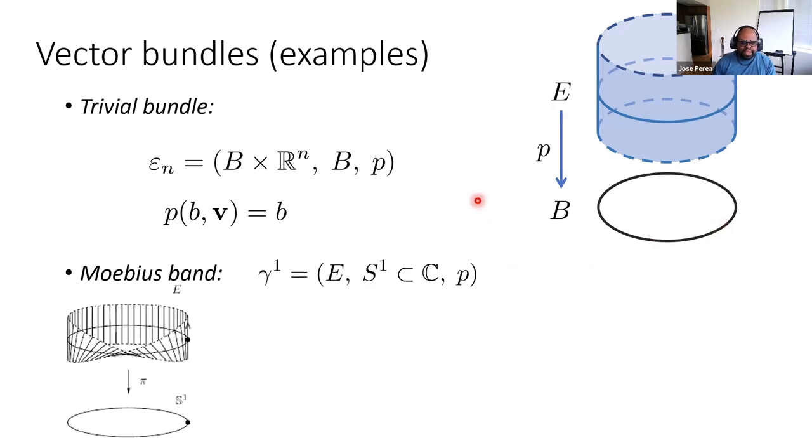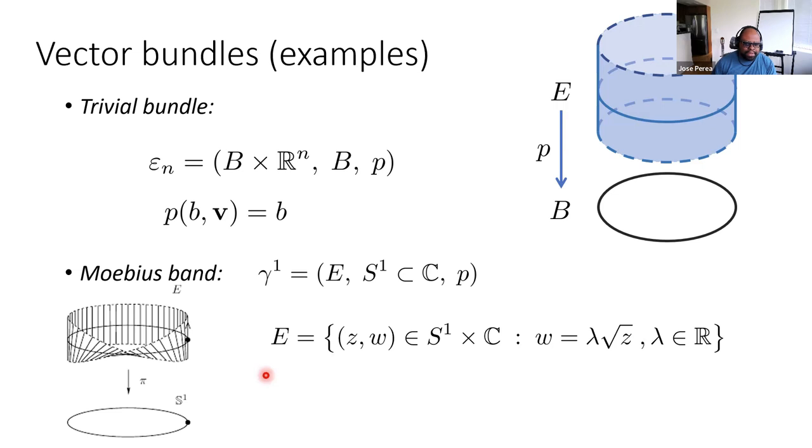The second example is perhaps more interesting. It is the Möbius band. One way to think about it is as follows. Let E be the collection of pairs (z, w), where z is in the unit circle and w is a complex number, so that w is in the line spanned by square root of z. And here you just have to pick a principal branch of log to take square roots. So the idea is that as you're going around the equatorial circle of the Möbius band, you have a line that is twisting as you go around. And then when you come back, it's in the opposite orientation, right? And the projection is just: give me the first coordinate. So the Möbius band is perhaps the first non-trivial example of a vector bundle.